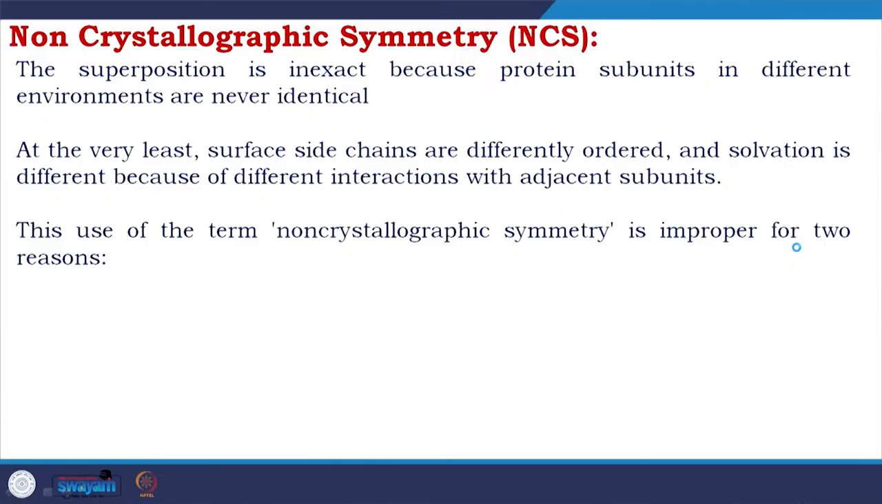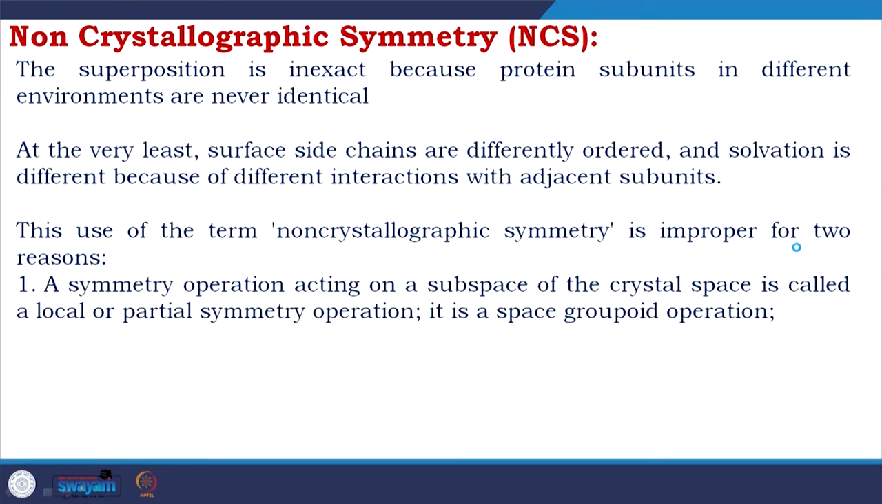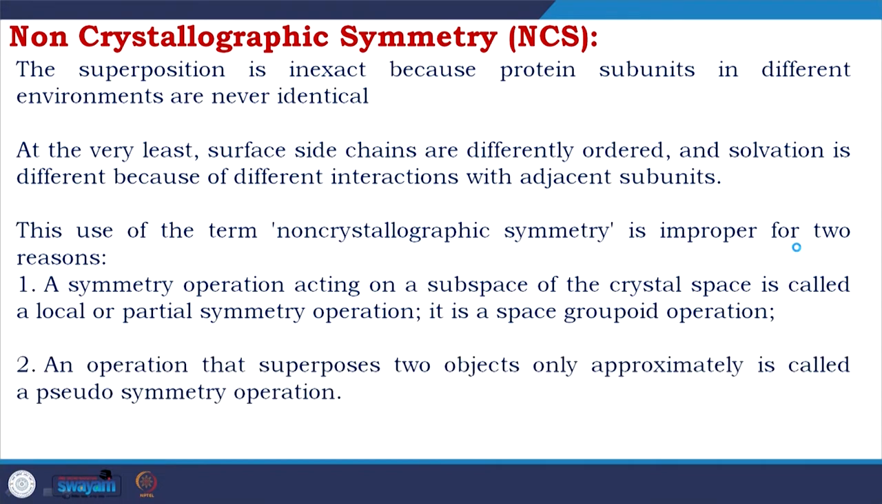The use of the term non-crystallographic symmetry is improper for two reasons. One, a symmetry operation acting on a subspace of a crystal space is called a local or partial symmetry operation. It is a space groupoid operation. Second, an operation that superposes two objects only approximately is called a pseudo-symmetry operation.